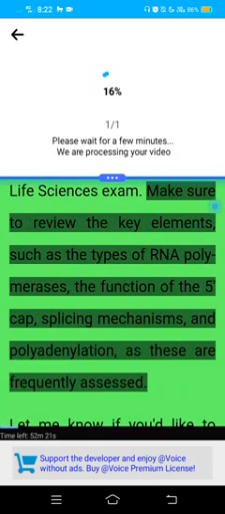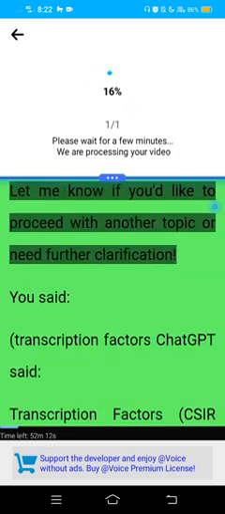Make sure to review the key elements, such as the types of RNA polymerases, the function of the 5' cap, splicing mechanisms, and polyadenylation, as these are frequently assessed. Let me know if you'd like to proceed with another topic or need further clarification.